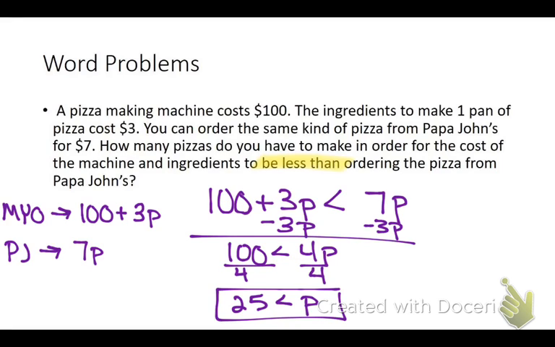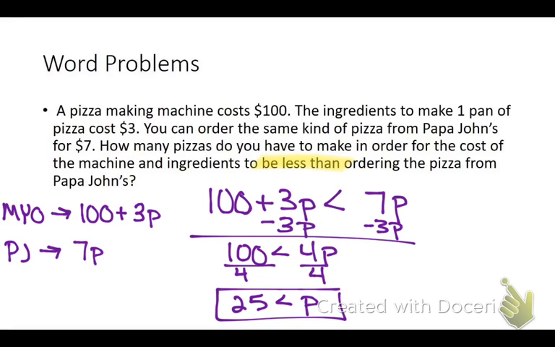What was the whole goal in solving this inequality? How many do I have to make in order for the cost of the machine, in ingredients, to be less than ordering pizza from Papa John's. So I have to make more than 25 pizzas. You've got to be able to make that connection. I have to make more than 25 pizzas in order for my actual investment to start paying off and save me some money. All right, so let's think about this practically.